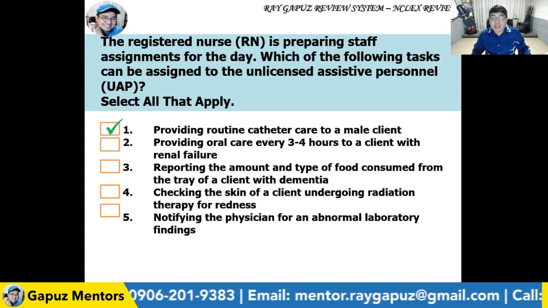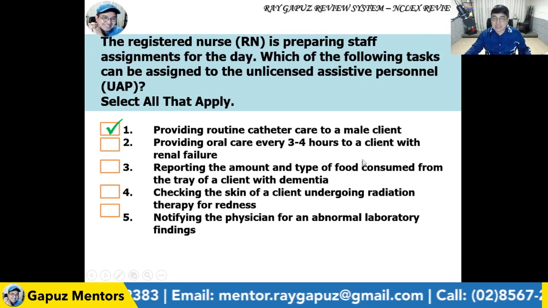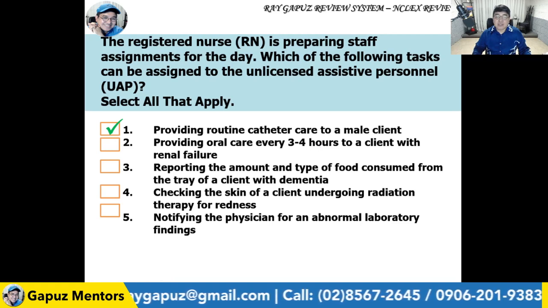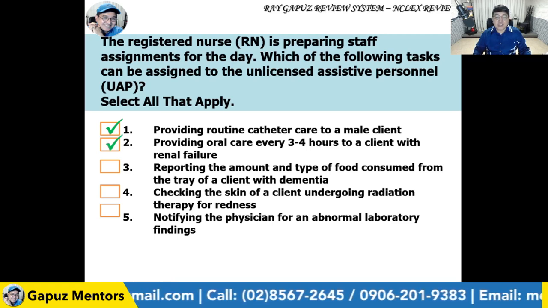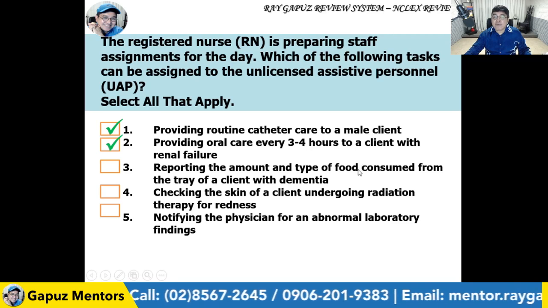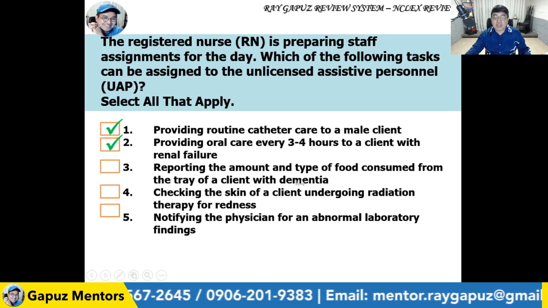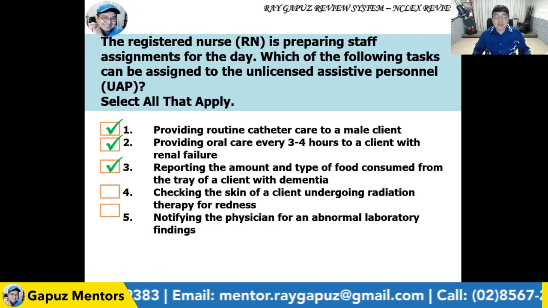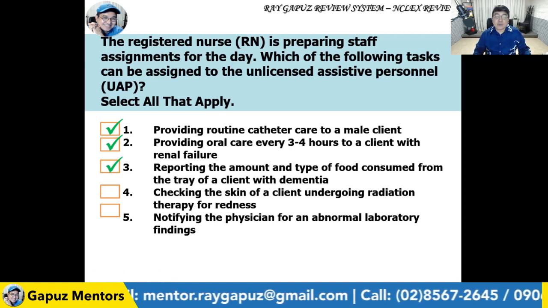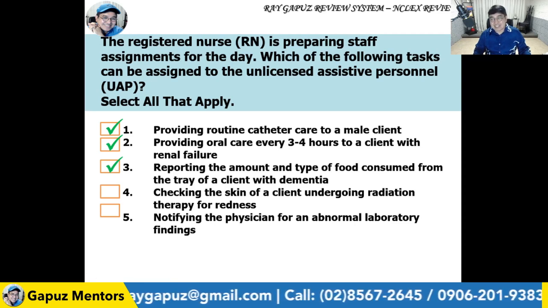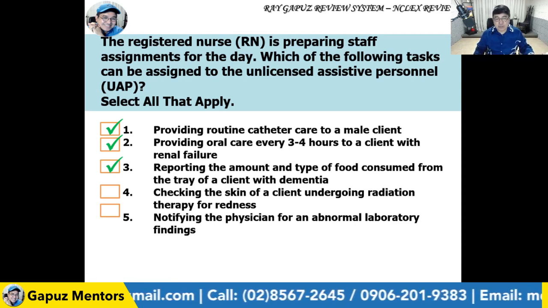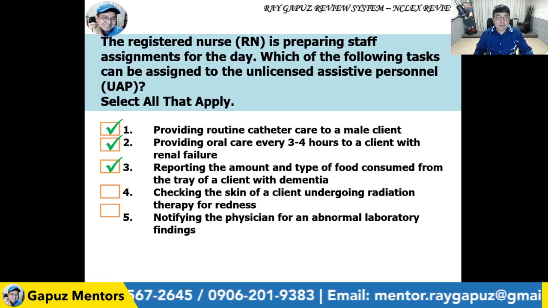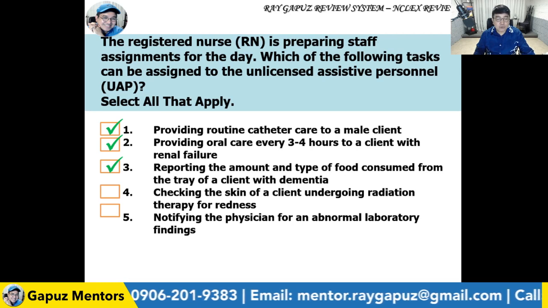Providing oral care every 3 to 4 hours, so that would tell you that this is routinely done. Okay, to a client with renal failure. Okay, so put a check. Reporting the amount and type of food consumed from the tray of a client with dementia. Okay, reported to the RN, yes. Checking the skin of a client undergoing radiation therapy for redness. This is assessment. And this is a part of the nursing process. So it should be the RN doing this, not the unlicensed assistive personnel. Okay, so we put an X.